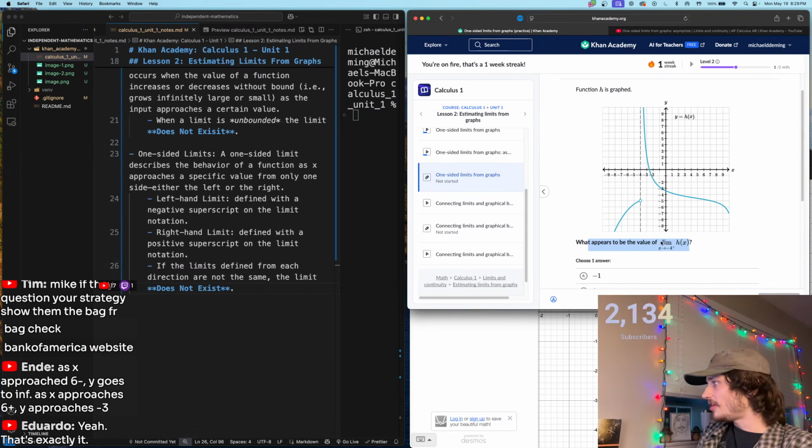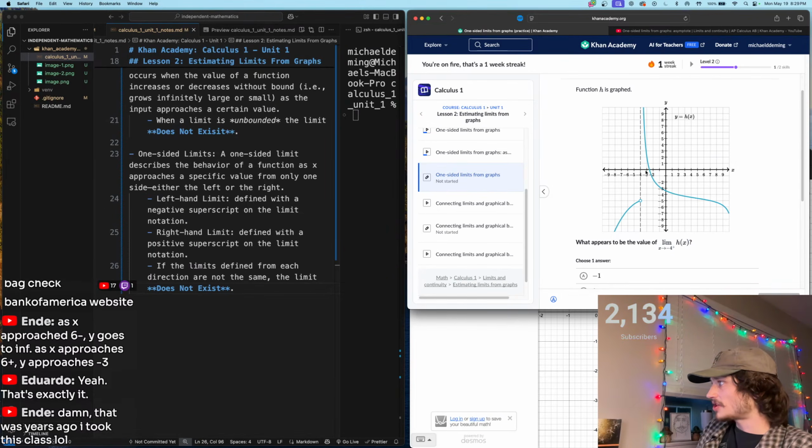What appears to be the value of the limit of h of x as x approaches negative 4 coming from the positive direction? So as we come from the positive direction, our function becomes unbounded.